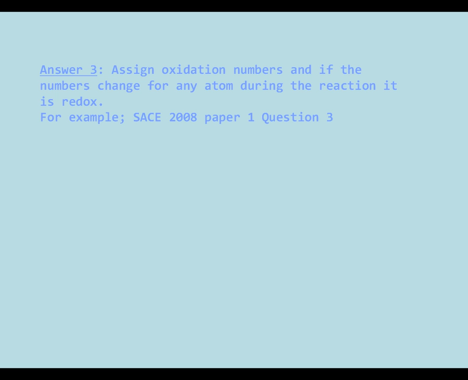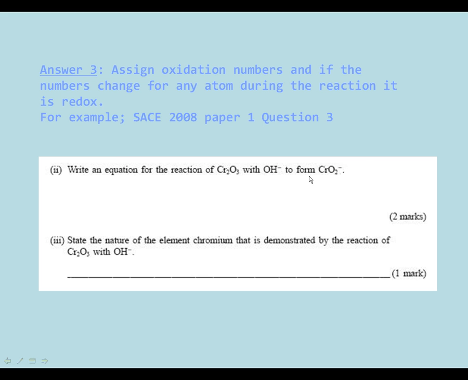And the third and final approach that you'd have to take if you're still not sure whether it's a redox reaction is to assign oxidation numbers. And if the numbers of any atom changes during the reaction, then it's a redox reaction. When we look at this example, this is from the SACE paper, 2008, paper 1, question 3. Write an equation for the reaction between chromium trioxide and the chromite ion.